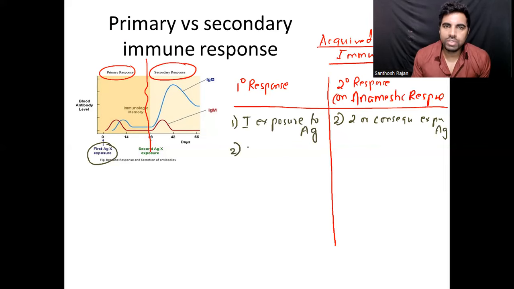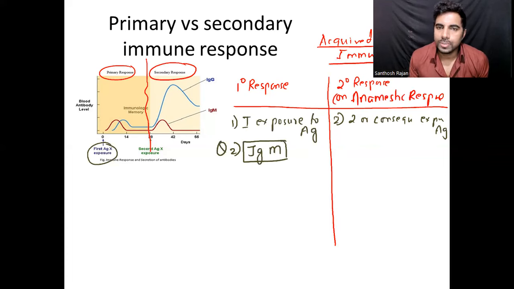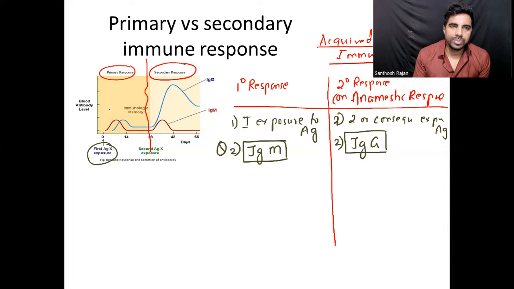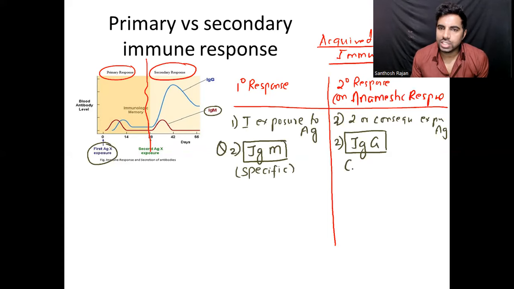So what happened? Which immunoglobulin will be in the primary response? IgM, always. Acute means always IgM. Here, in the secondary response, it is usually IgG. If you see, here IgM is going high, the red color one. Then when the secondary response happens, it is replaced by IgG going high. So the primary response is very specific, and here it becomes less specific because IgG is there.